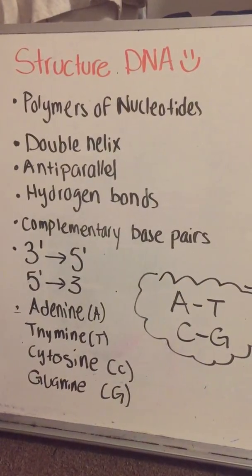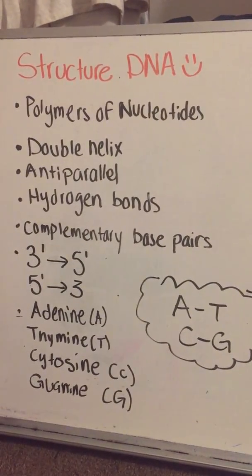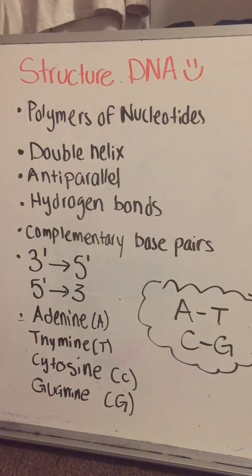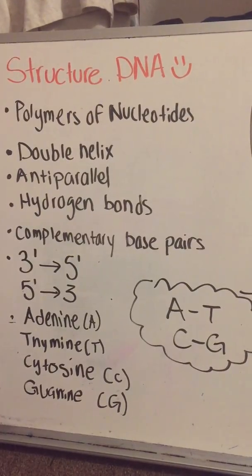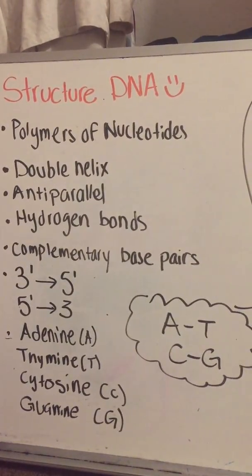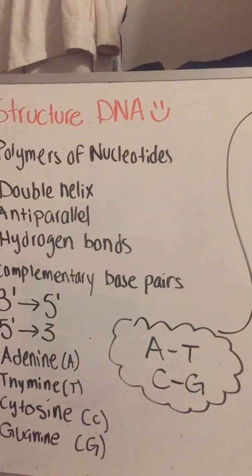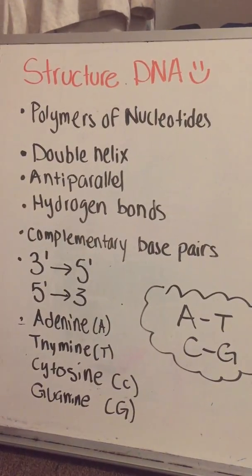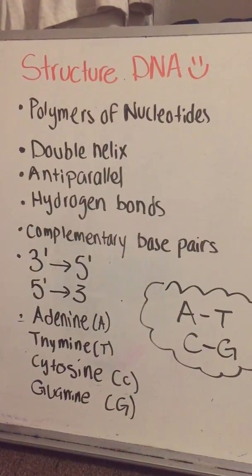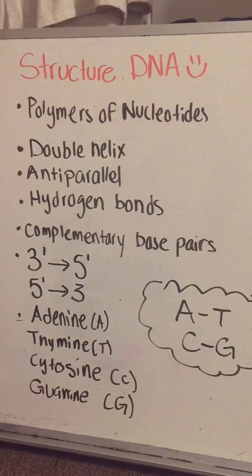It's anti-parallel. Sorry, linked by hydrogen bondings, and it gets together with complementary base pairs. In this case, the DNA is from 3 to 5, one strand, and 5 to 3, the other strand.